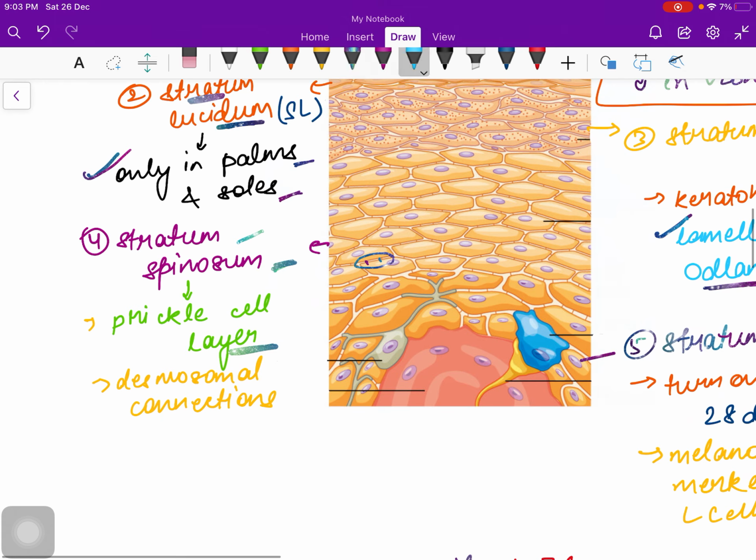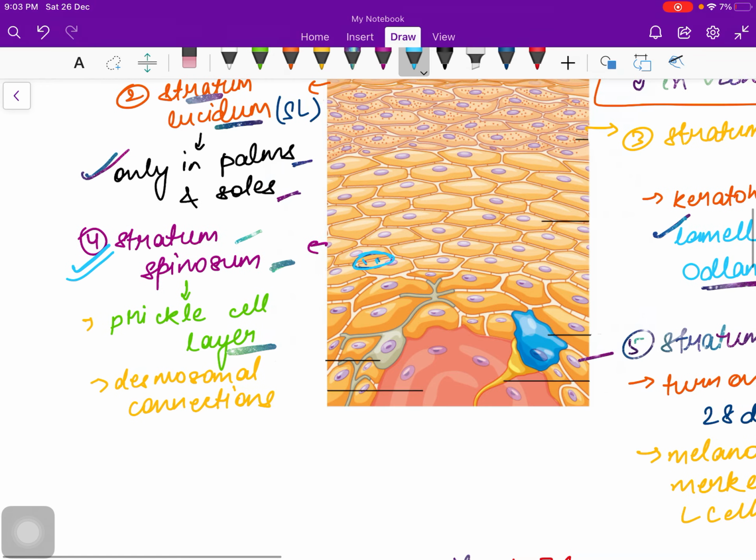Below the stratum granulosum comes the stratum spinosum. And as the name suggests, they have been named spines because of the desmosomal connections that are present between keratinocytes in this layer. And this is the layer which is also known as prickle cell layer.